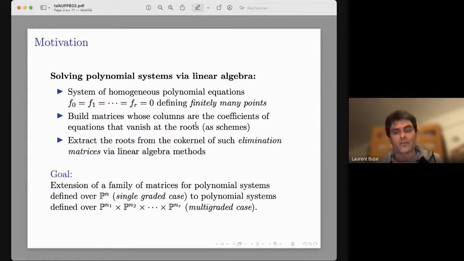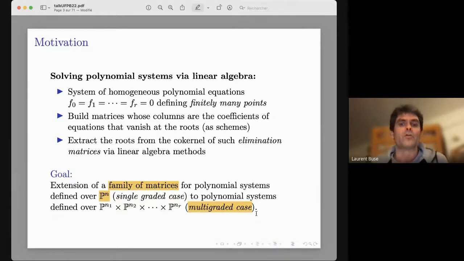The goal of this work we did with Marc and Navid is to extend a family of matrices that is known in Pn. There is a big family of matrices known over Pn, the single graded case, and what we did is to extend that to the multigraded case. This is what I would like to discuss today.